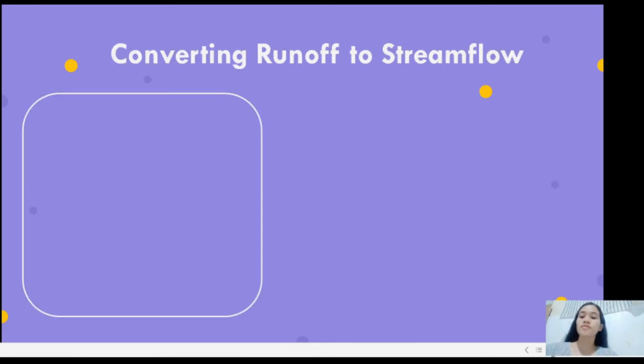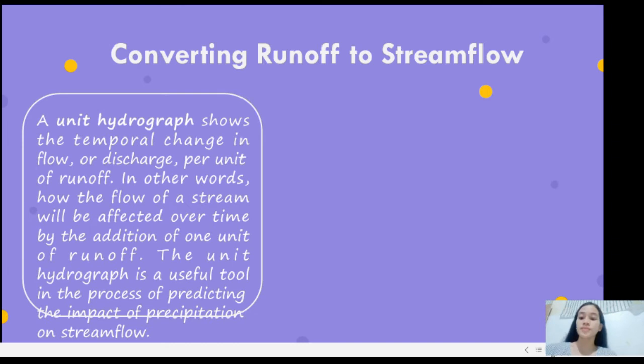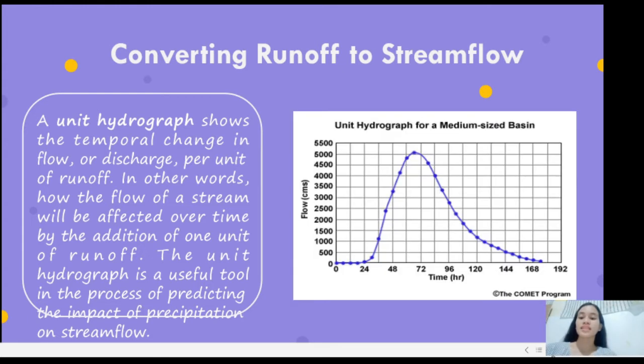For the conversion of runoff to stream flow, a unit hydrograph shows the temporal change in flow or discharge per unit of runoff. In other words, how the flow of stream will be affected over time by the addition of 1 unit of runoff. The unit hydrograph is a useful tool in the process of predicting the impact of precipitation on stream flow. It is the graph where flow and time is.